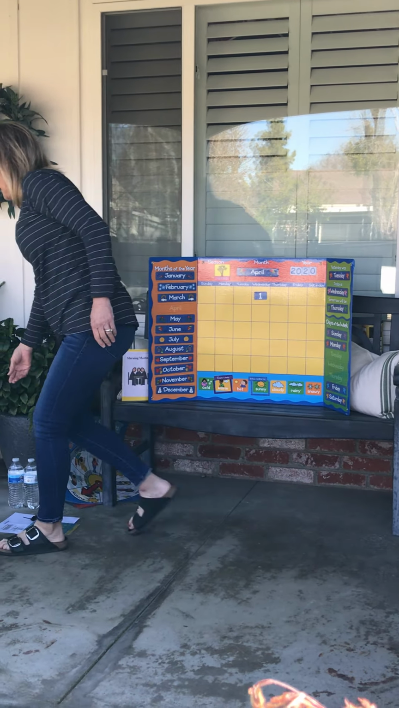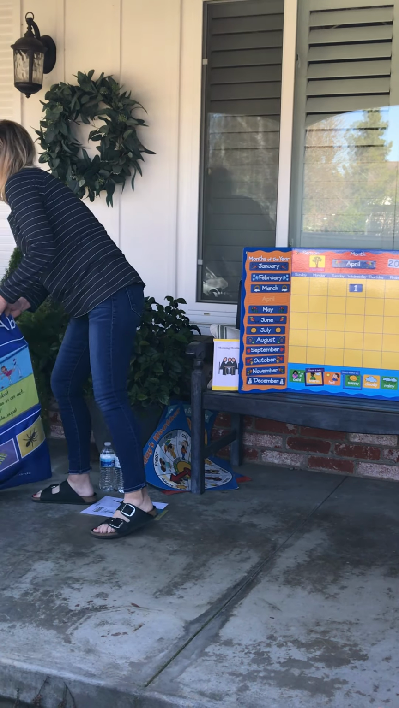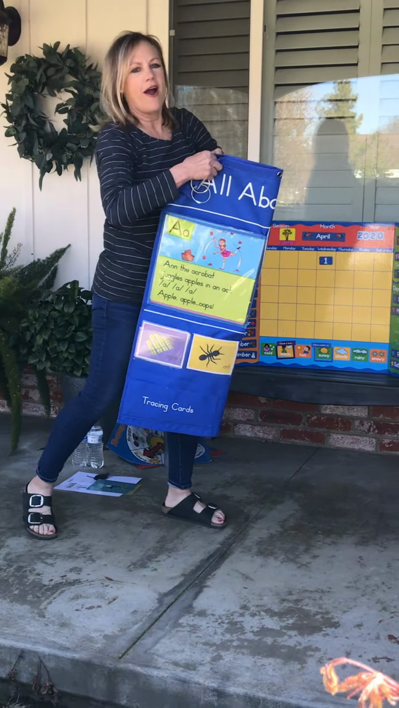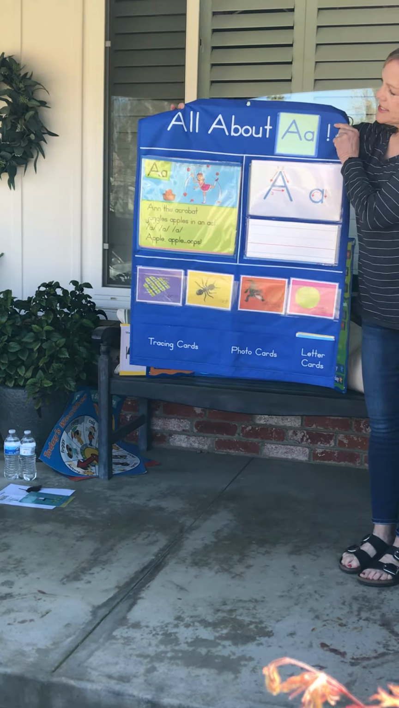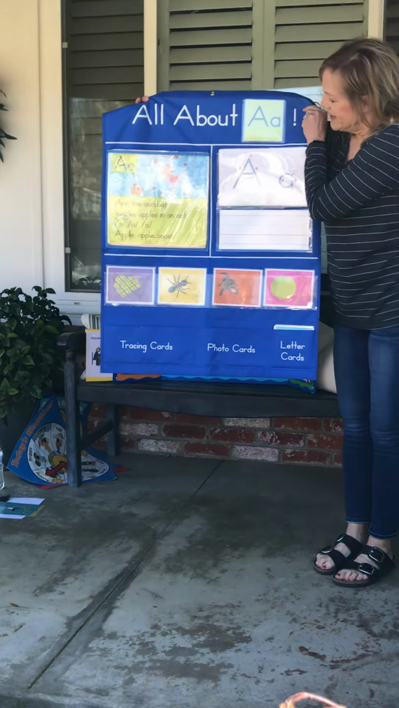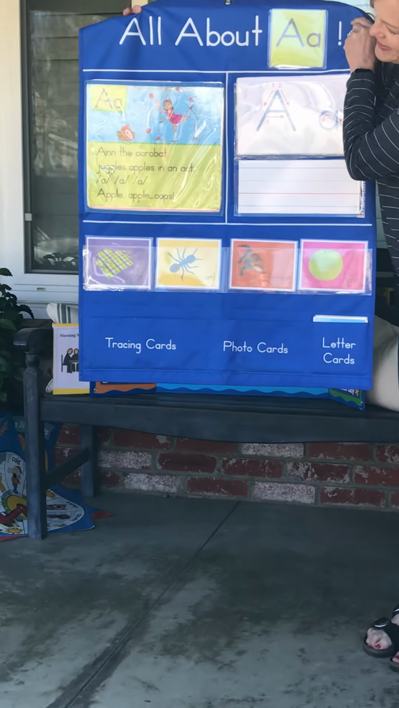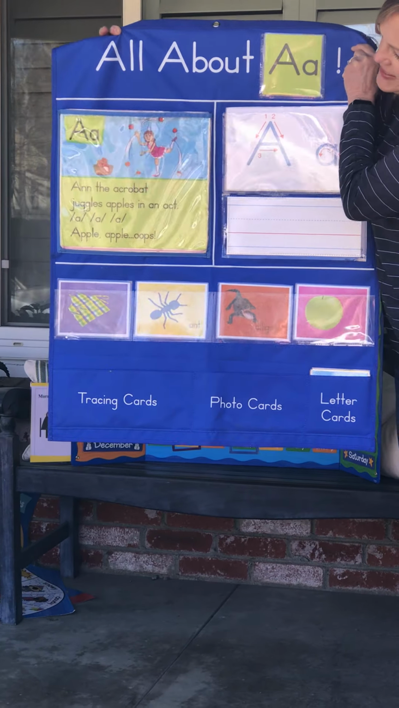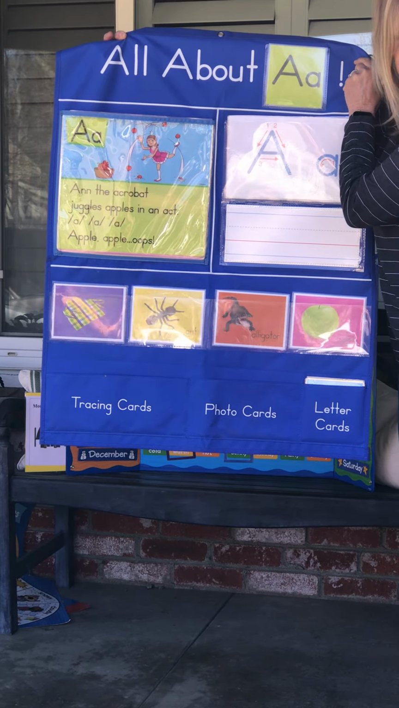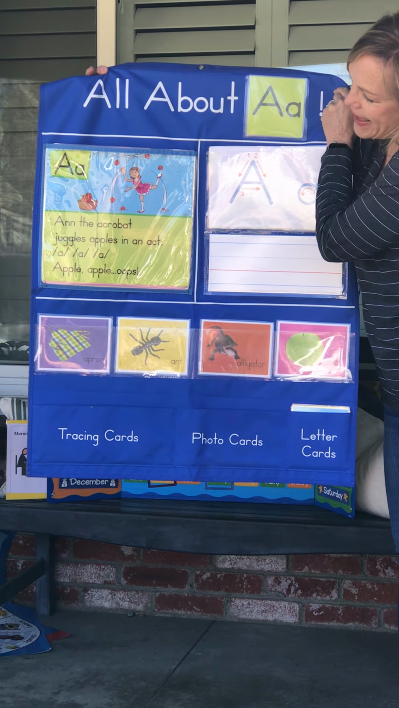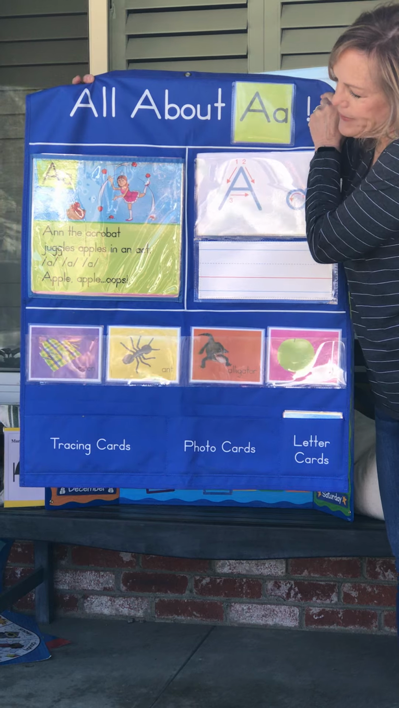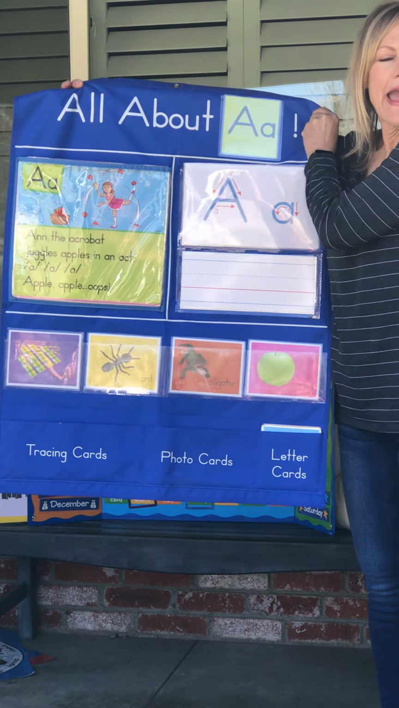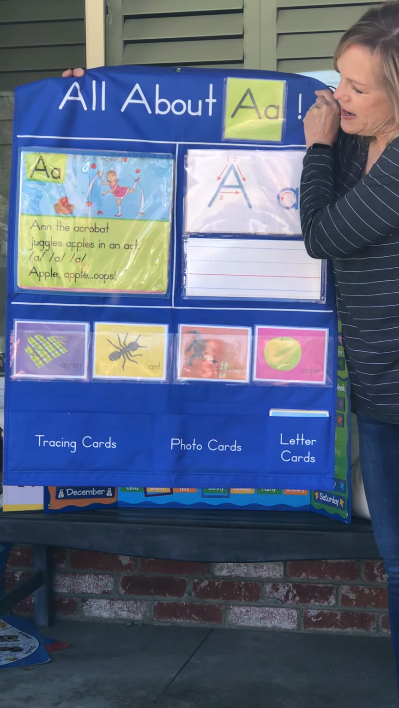All right, we're going to finish up meeting with our letter of the week, and we changed our letter yesterday to letter A, and I read the sentences there that start with the letter A. Ann starts with the letter A, and the acrobat juggles apples in an act. Apple, apple, oops, and there she is juggling the apples, and oops, I think she might have dropped one.